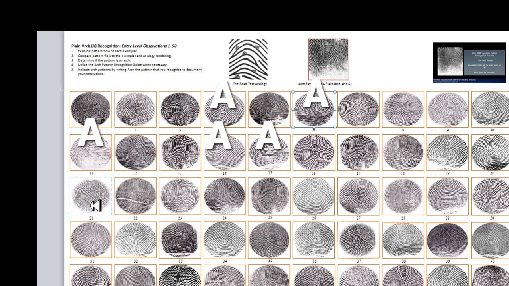Let's drop down to 21, 22, 23, and 24. They are not plain arches. 25, 26, 27 are not plain arches. 28, not a plain arch. 29 is. 30 is not a plain arch. 31, though not very clear here, is not a plain arch. 32, 33, 34, and 35 are all not our plain arch patterns. 36, 37, 38 are not plain arches. 39 and 40, this pair down here, they are plain arches.